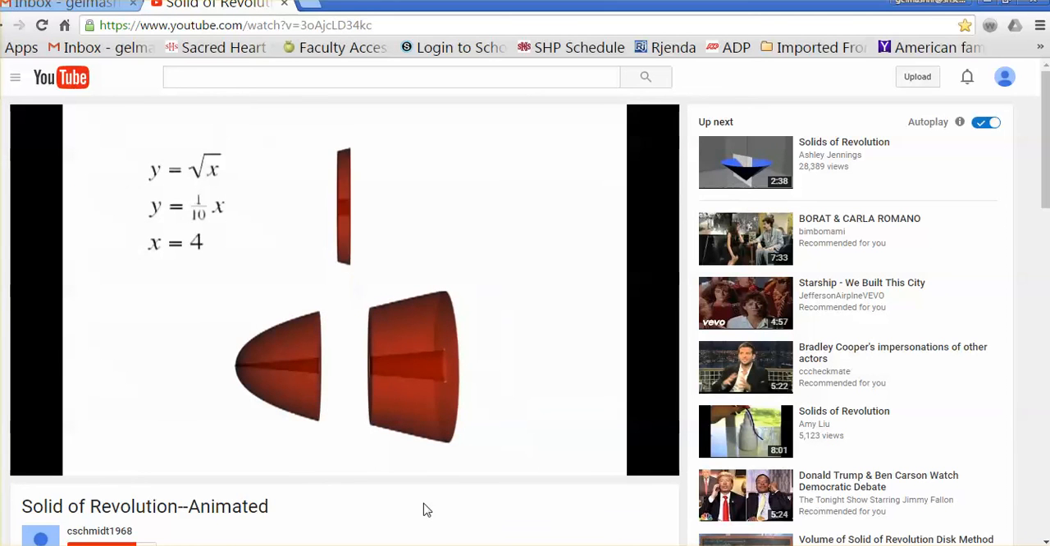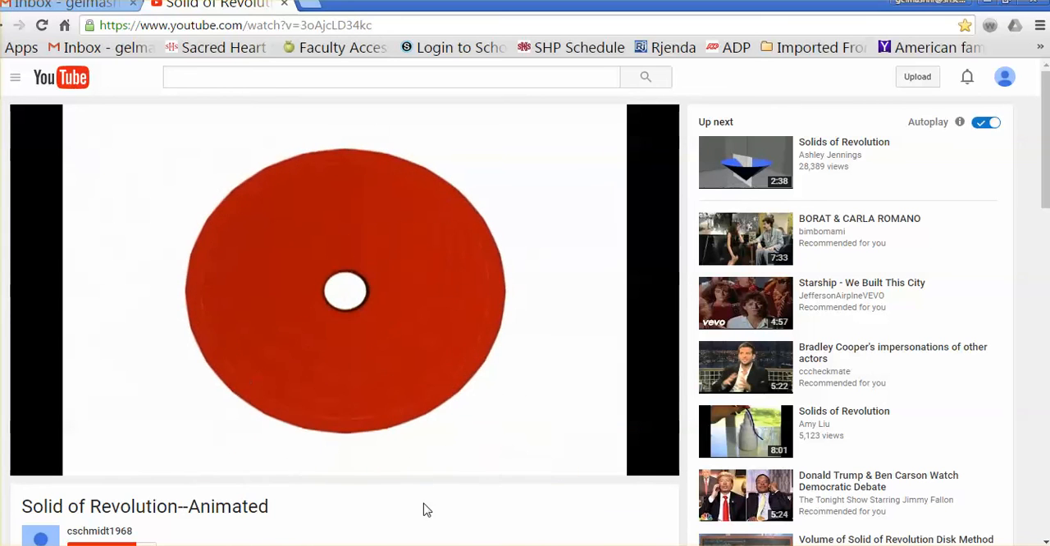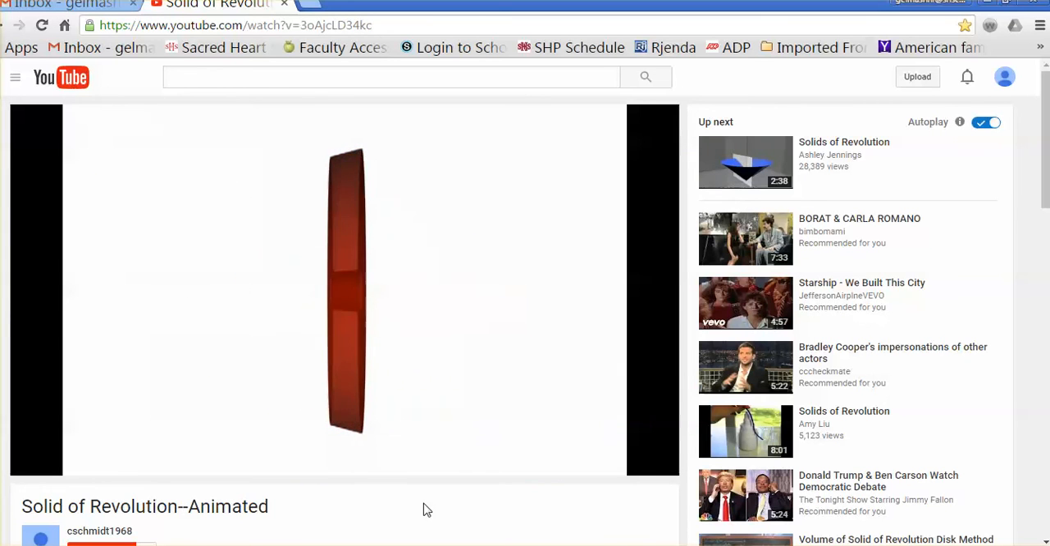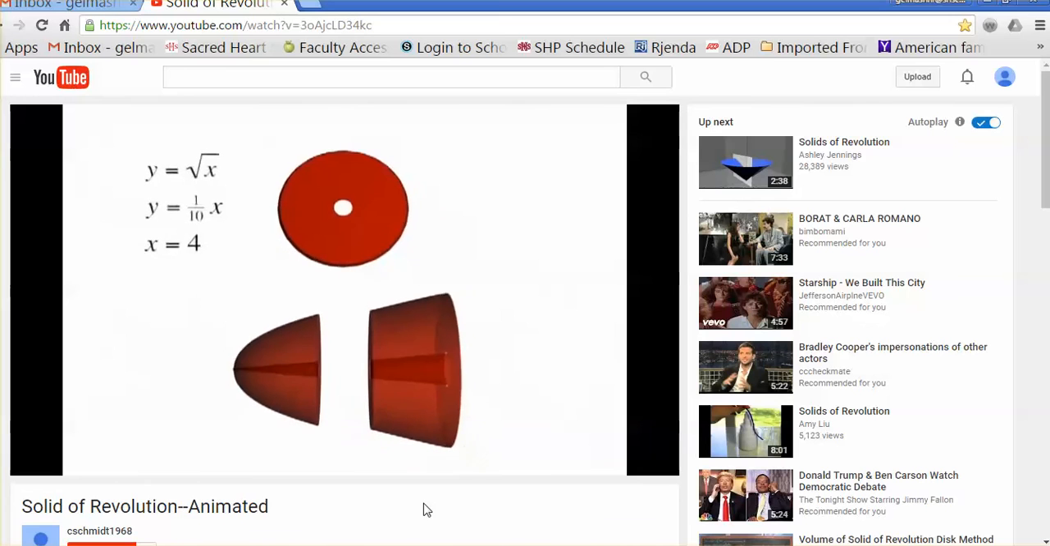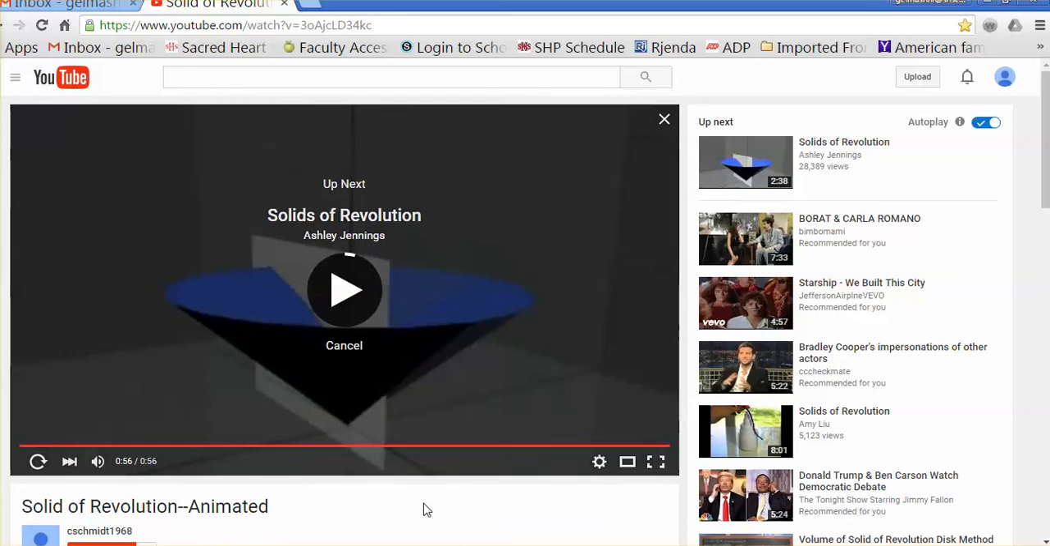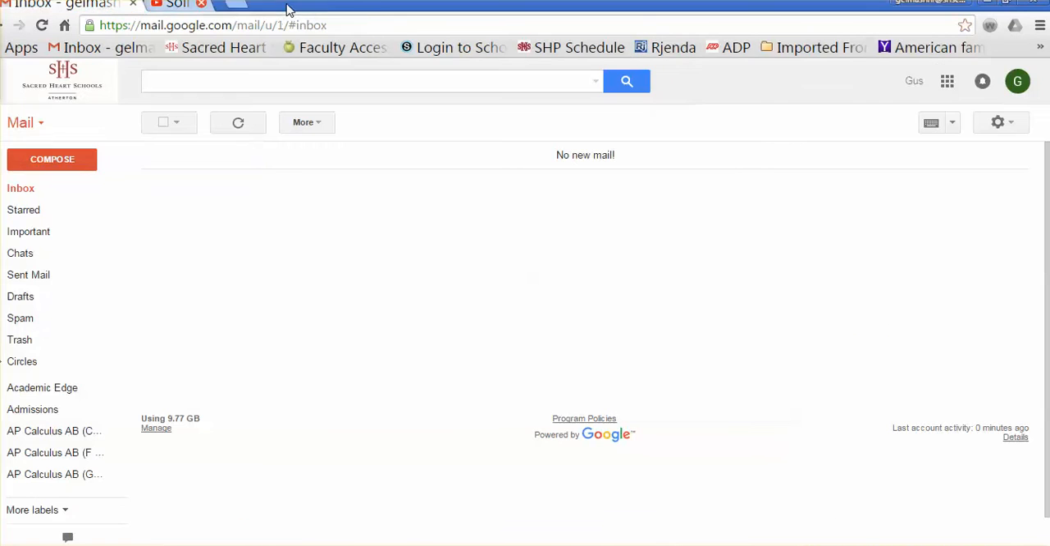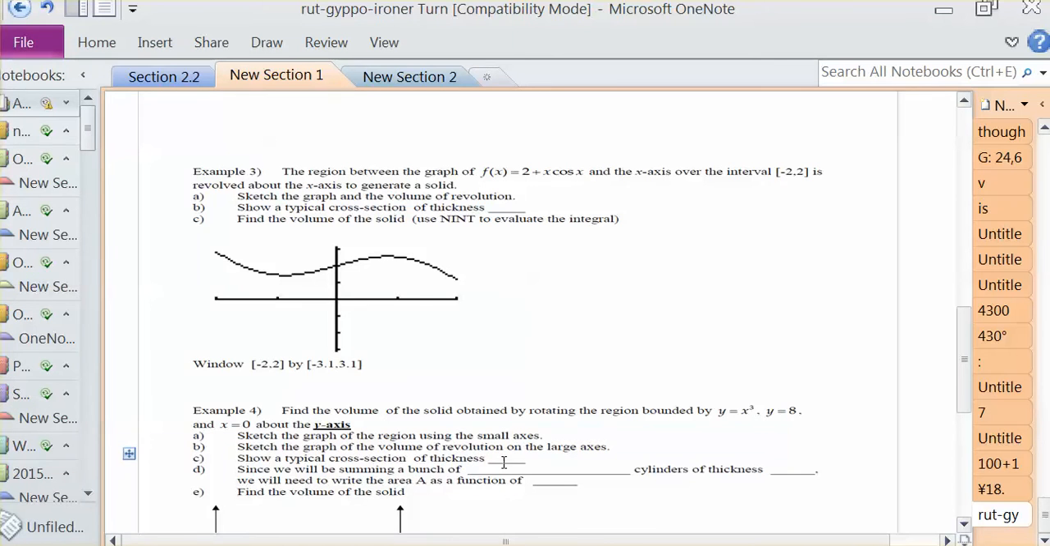Now, this process we're going to see in 7.3 part 3, which is called the washer method. What we're doing here is obviously not going to be hollow, it's going to be solid, because our region is actually bounded by the x-axis, not by, in this case, y equals 1/10 x. So that's kind of what we're trying to get at with this stuff here.